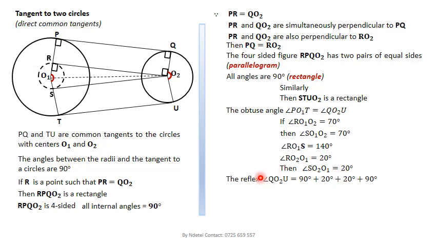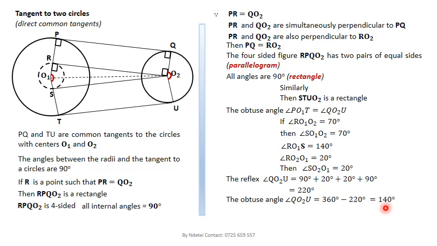If that's the case, therefore, the reflex angle QO2U, this side here, should be 90 plus 20 plus 20 plus 90. The reason is we have 90 here, we have a 20-degree angle, we have another 20-degree angle, we have another 90-degree angle, which equals 220. And that means the obtuse angle QO2U, the one we have been talking about, should be 360 minus the reflex angle we just got, that is 360 minus 220, and therefore the answer is 140.